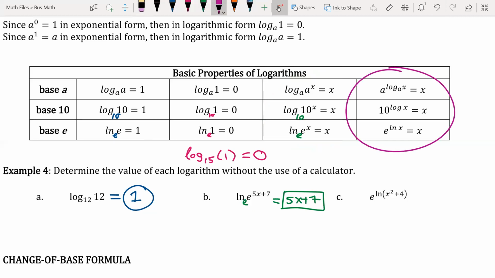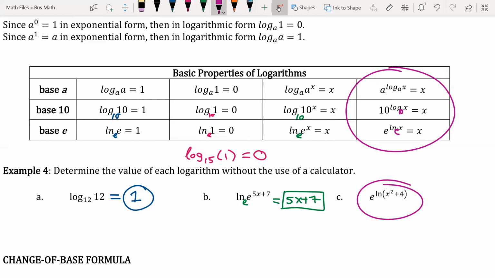Okay. And then the final column. So first says a raised to the log base a of x will leave you with x. So if the base of this exponential function and the base of this log are the same, then they will cancel and leave you with x. And if you look at the common log, 10 raised to the log base 10 of x, since these bases are the same, they cancel and leave you with x. And same goes for the natural log. Okay, and we have an example below.